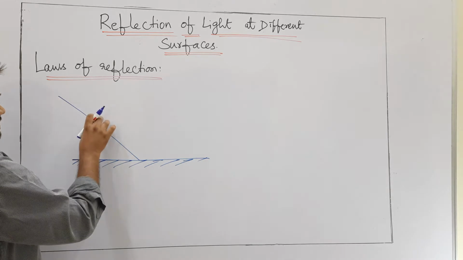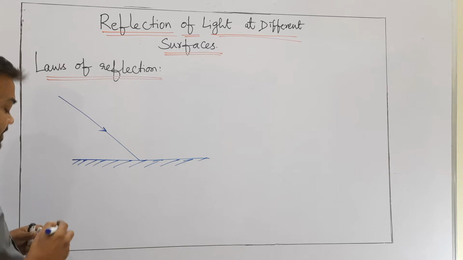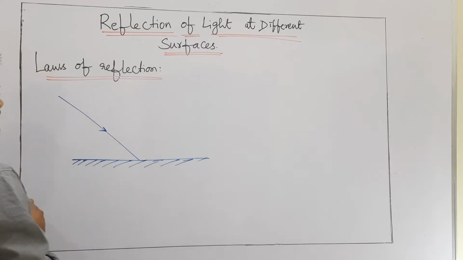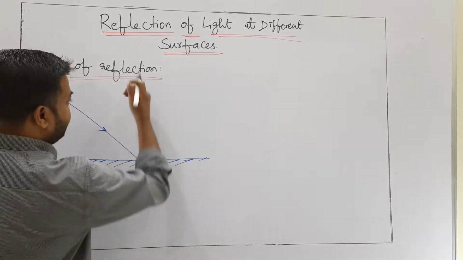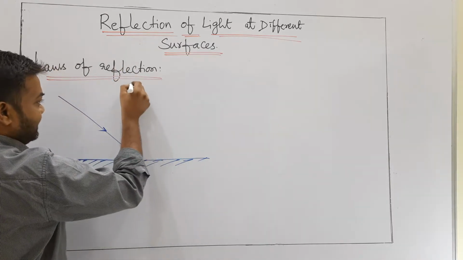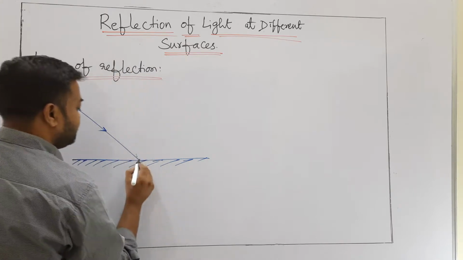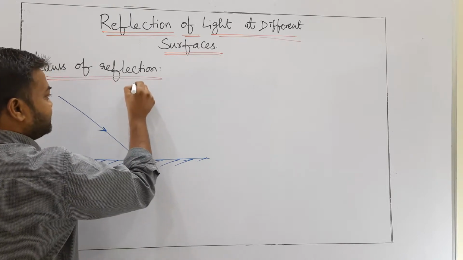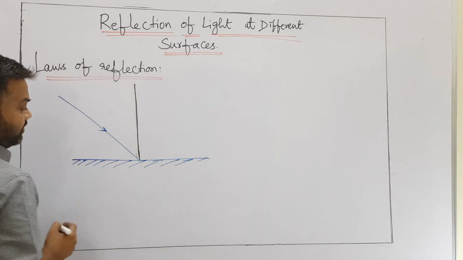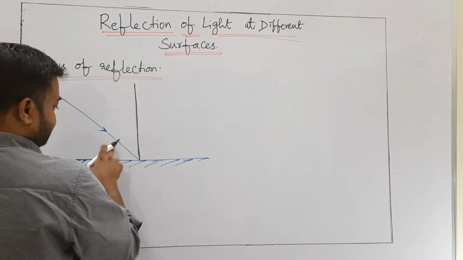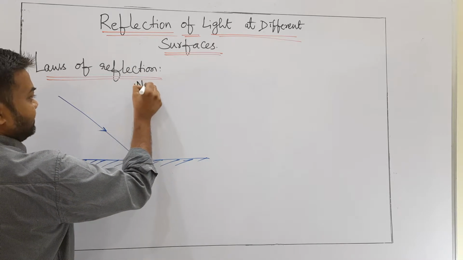And if you want to find out how much angle this ray is incident at, for that we have to draw a normal at the point of incidence, joining the point of incidence as well as the reflection. That's why we call it a normal. This is the normal point, and this is the normal line, and the incident ray, the reflected ray and the normal lie in the same plane.